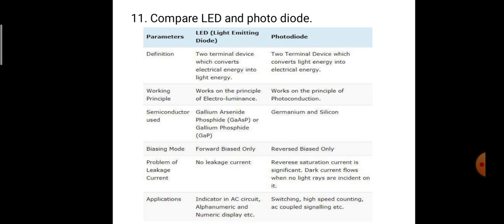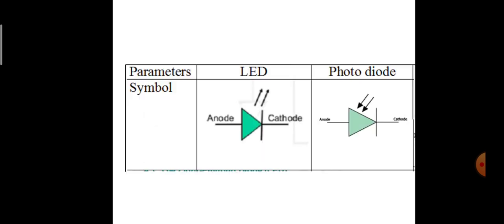Applications. LEDs are used as indicators in AC circuits, alphanumeric and numeric displays, etc. Photodiode is used in switching, high speed counting, AC coupled signaling, etc. Symbols. LED consists of two terminals, anode and cathode. Photodiode consists of two terminals, anode and cathode.